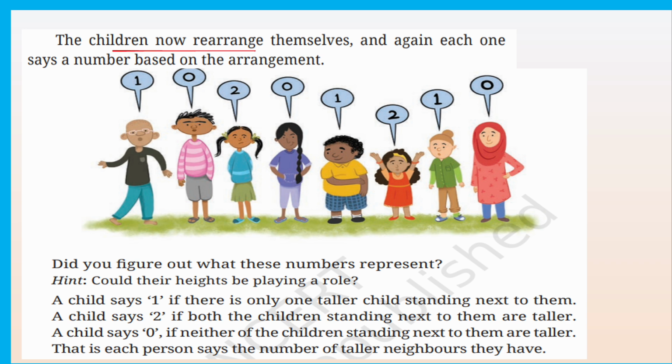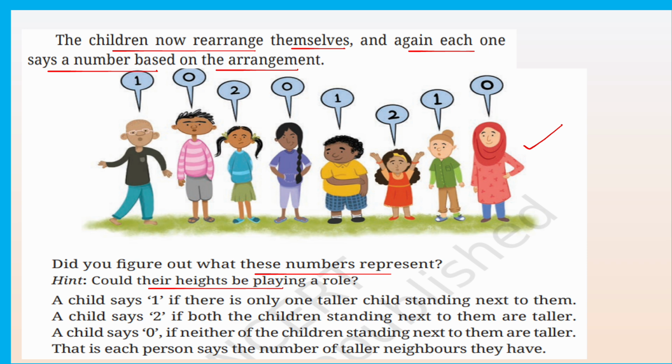The children now rearrange themselves and again each one says a number based on the arrangement. Now the children change their position. See this figure? This figure is different from the first figure. Here the children changed their position, but each one says a number based on the arrangement. Did you figure out what these numbers represent? There is a hint here. Could their heights be playing a role? Yes, these numbers are related to their heights.